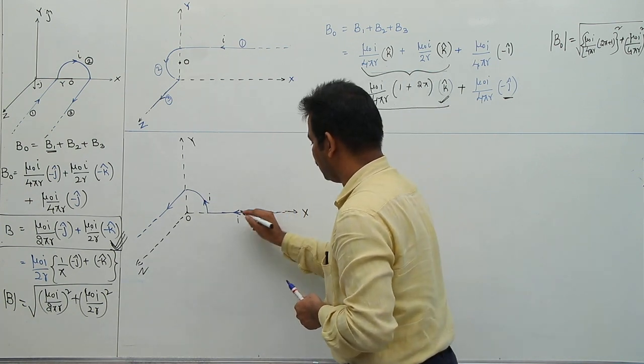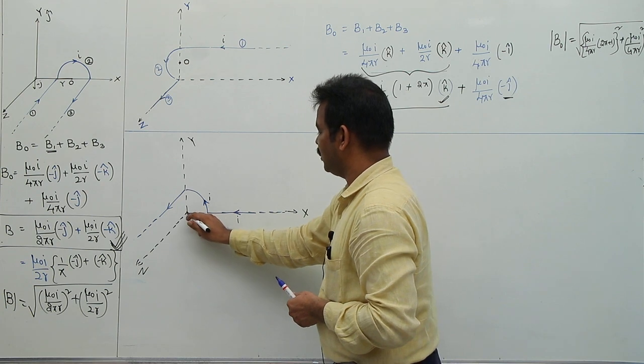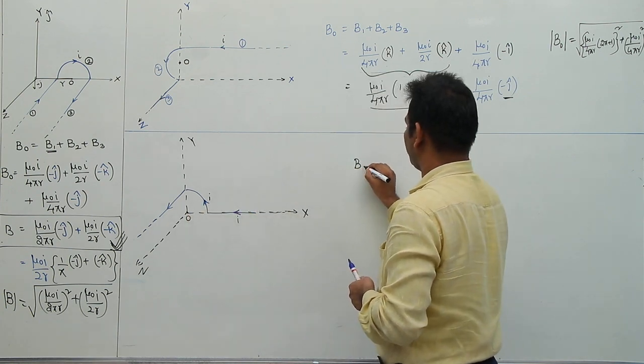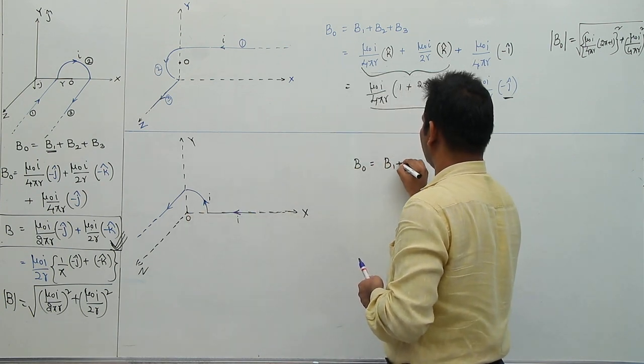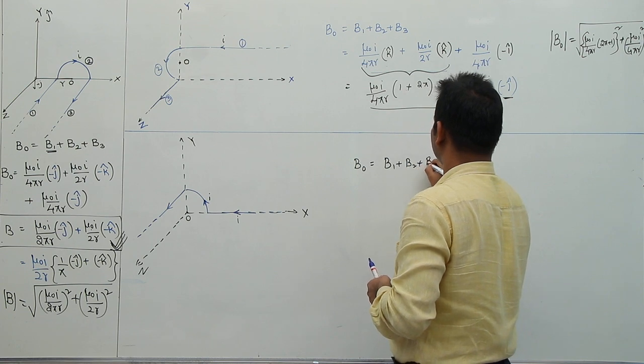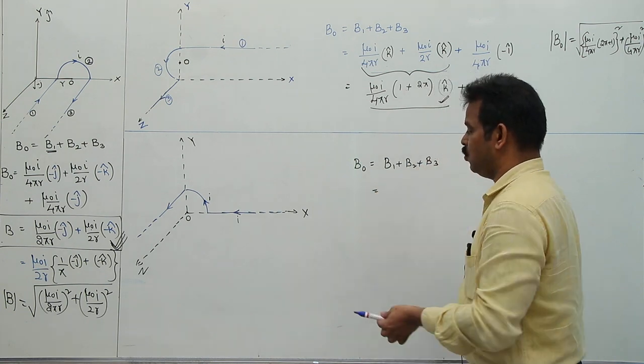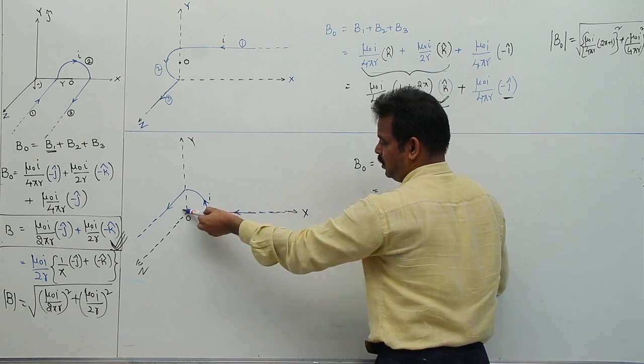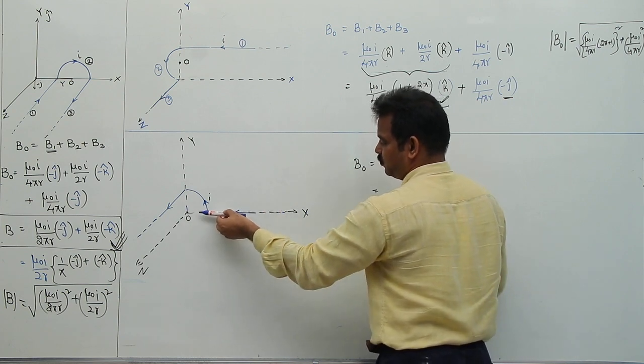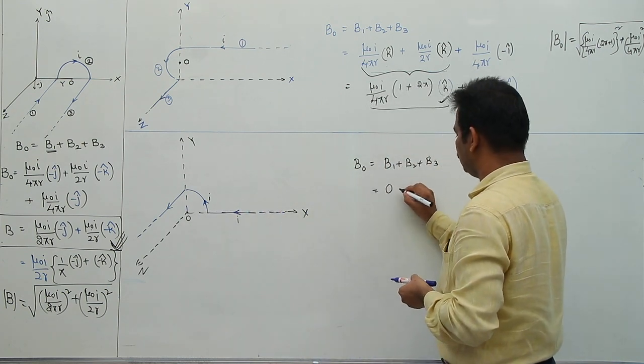This is current I going like this. What is the magnetic field here? So magnetic field at point O is B1 plus B2 plus B3. So what is B1 here? This point O is on the axis of this straight wire. So B1 must be equal to 0.